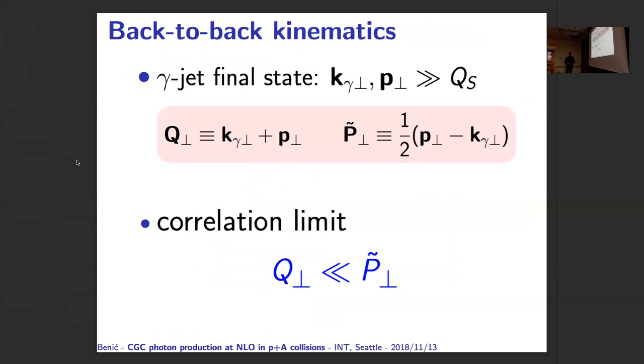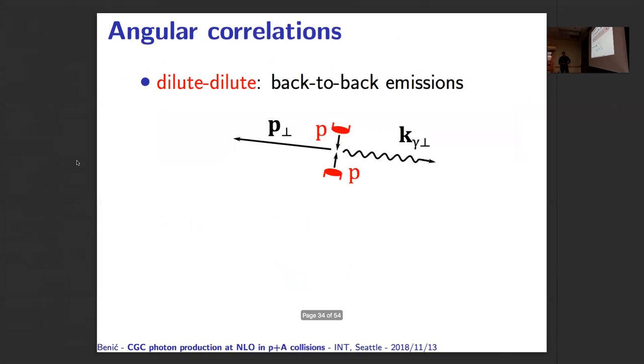Now I move on to photon-jet correlations, and here we are looking at final states where the momenta of the photon and the jet are much larger than the saturation scale. And then we use these linear combinations of momenta, capital Q and P tilde. And we look at what's called the correlation limit or the near back-to-back limit, where this capital Q is much smaller than P tilde. So we are basically interested in near back-to-back kinematics.